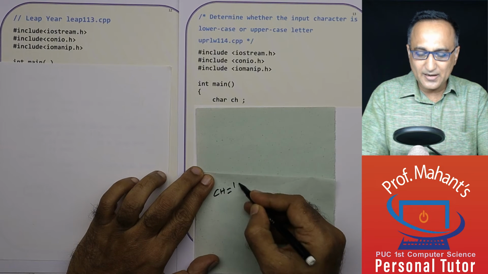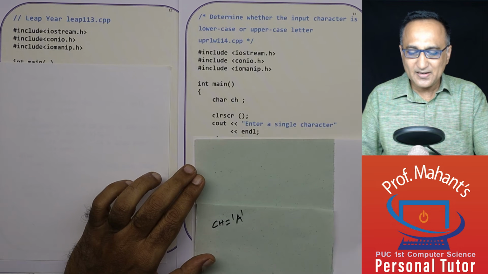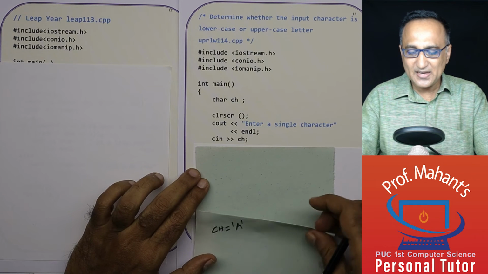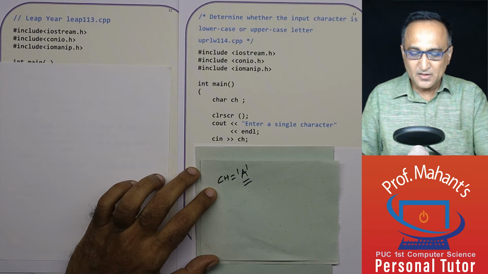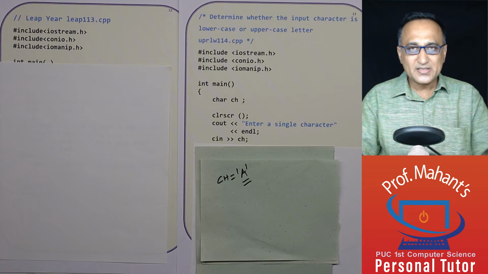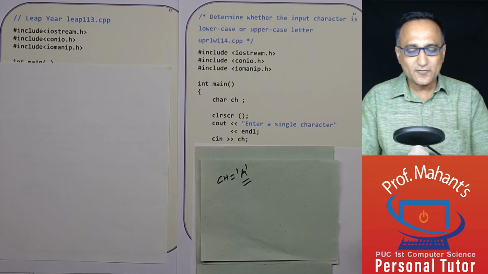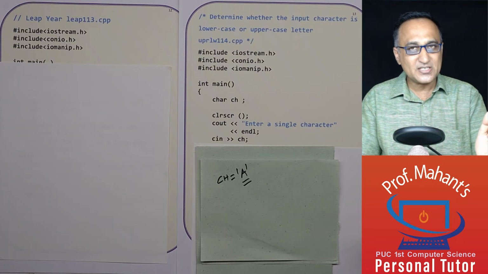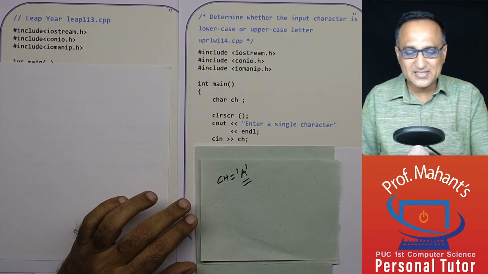Ch can be the character A. So first thing I'm going to ask the user, enter a character. So let's say the user enters a character, in my case happens to be A. So I know as per the ASCII code, capital A has an ASCII value between 65 and 90. So if the ASCII value of any character is between 65 and 90, I'm 100% sure it happens to be an uppercase letter. Any other value of the character, it is a lowercase character.